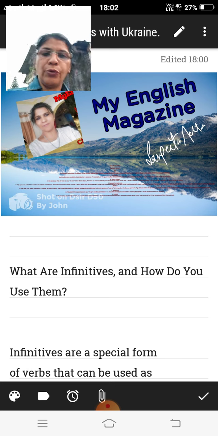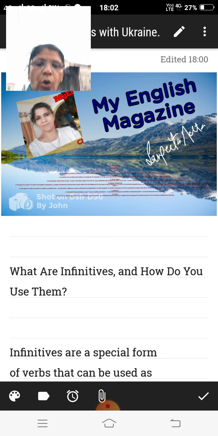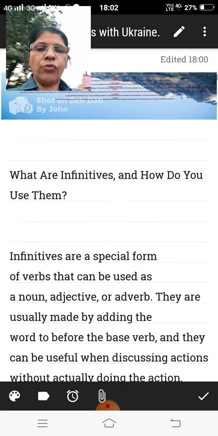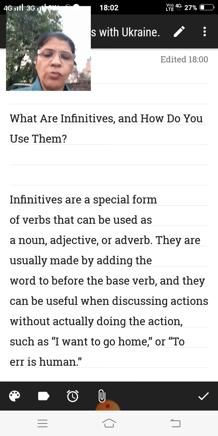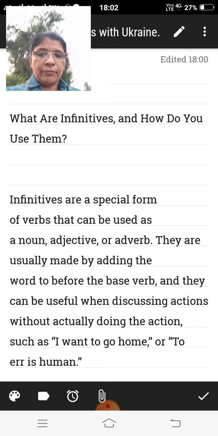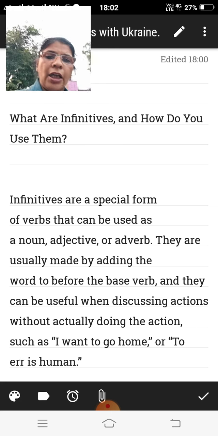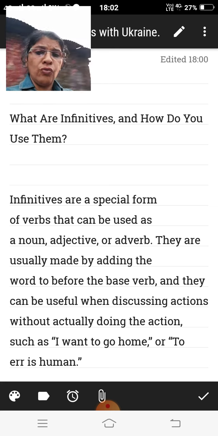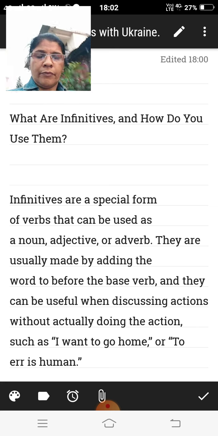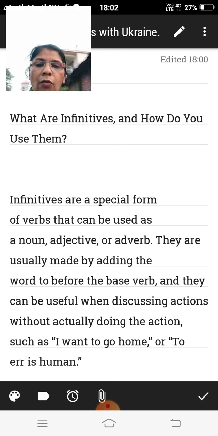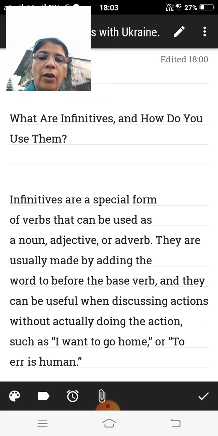Today I explain to you infinitives. What are infinitives and how do you use them? It's a very important question. Many students tell me, "Ma'am, please explain the infinitives and how do we use them in English writing." So now I explain to you first of all.